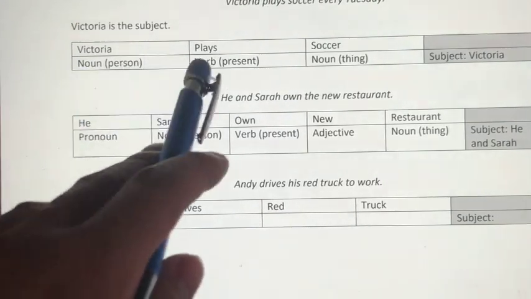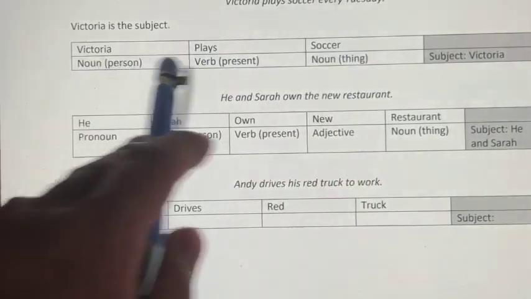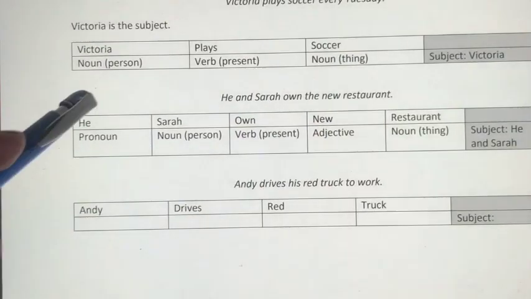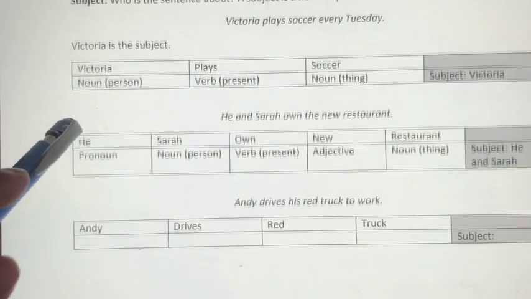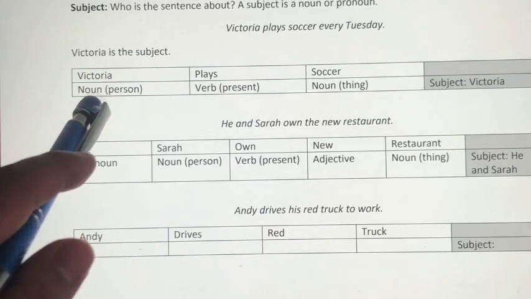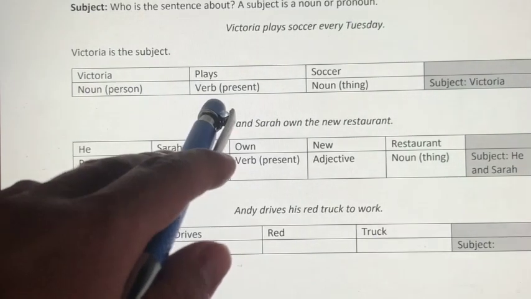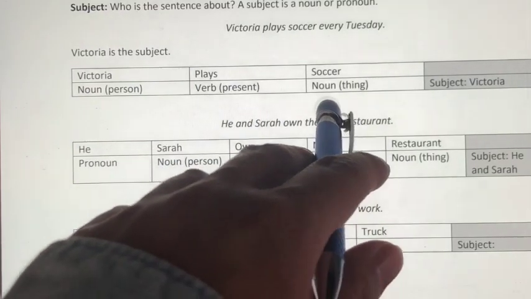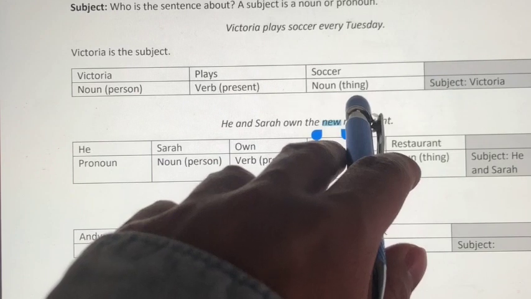So, Victoria plays soccer. The sentence has 3 words. Let's find the parts of speech for every word in the sentence. Victoria is a person, so Victoria is a noun. Plays is a verb. The verb is to play. Soccer is a noun. Soccer is a thing.